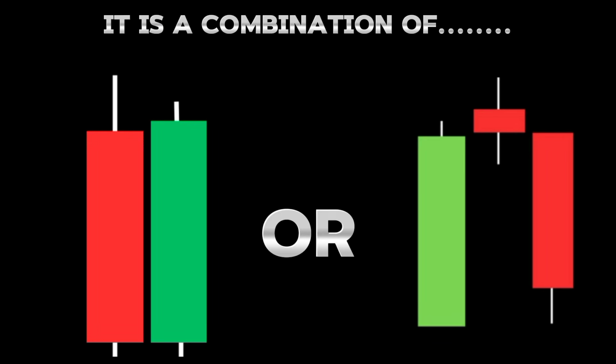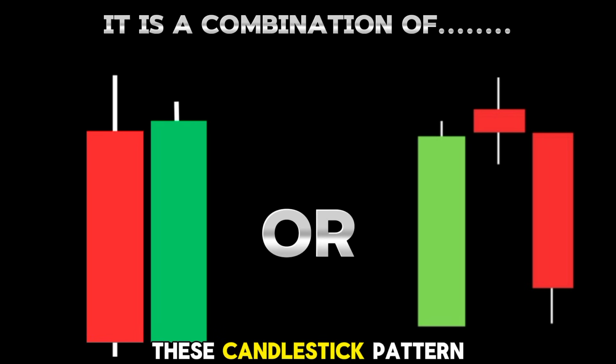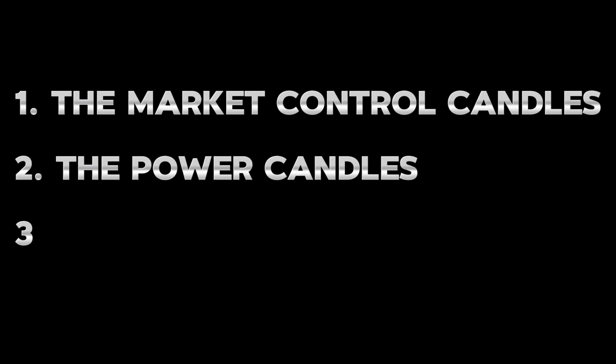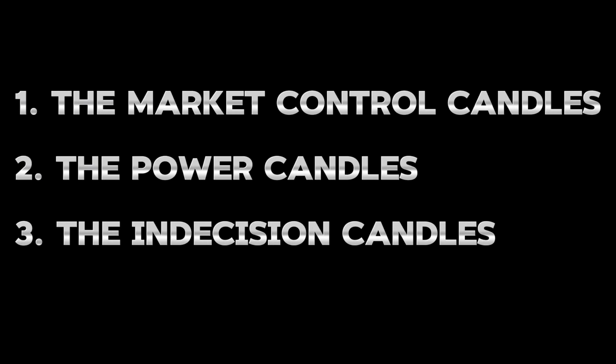Now, it is a combination of two or more candlesticks that makes a candlestick pattern, and each of these candlestick patterns that you see on the chart is made up of one of these types of candles: the market control candles, the power candles, and the indecision candles, and they all tell a different story in the market.